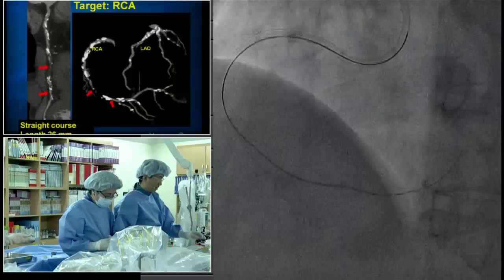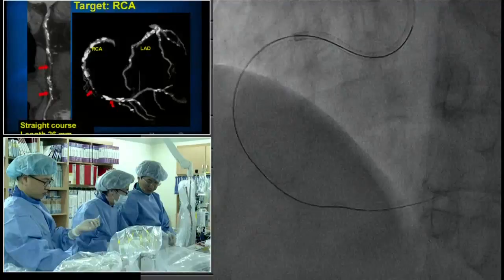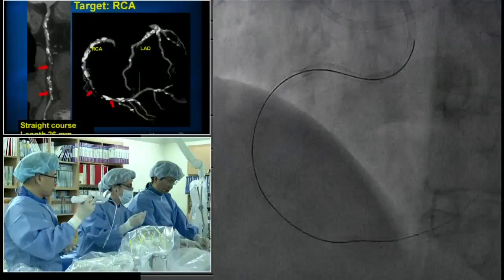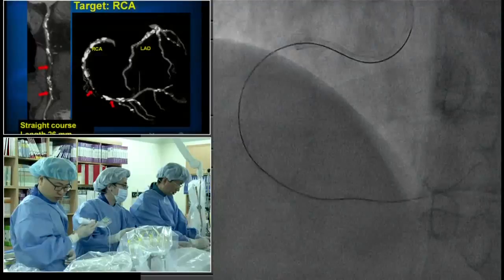Well, you've got good support with that Amplatz guide, I guess. Yeah. Because of the OptiCross, IVUS is 5 French compatible, so we can use IVUS in 7 French. So I try first the smallest balloon, 1.2 mm, membrane.